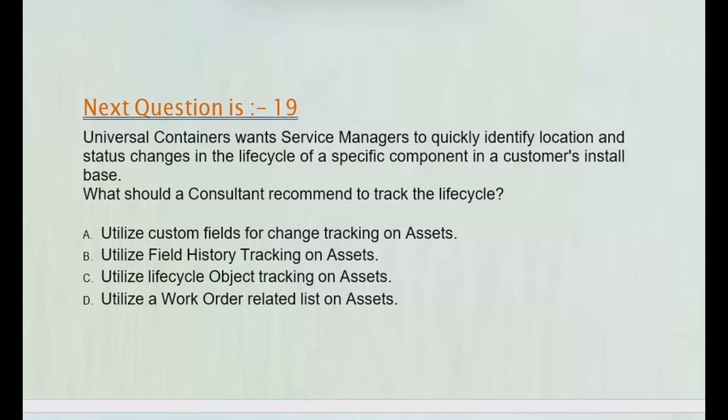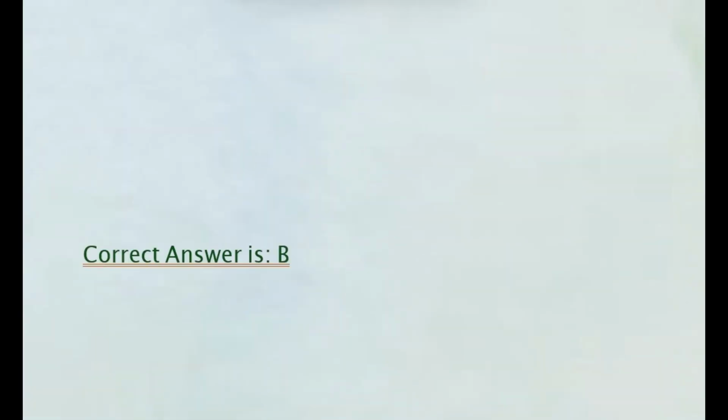Option A. Utilize custom fields for change tracking on assets. Option B. Utilize field history tracking on assets. Option C. Utilize lifecycle object tracking on assets. Option D. Utilize a work order related list on assets. Correct answer is option B.